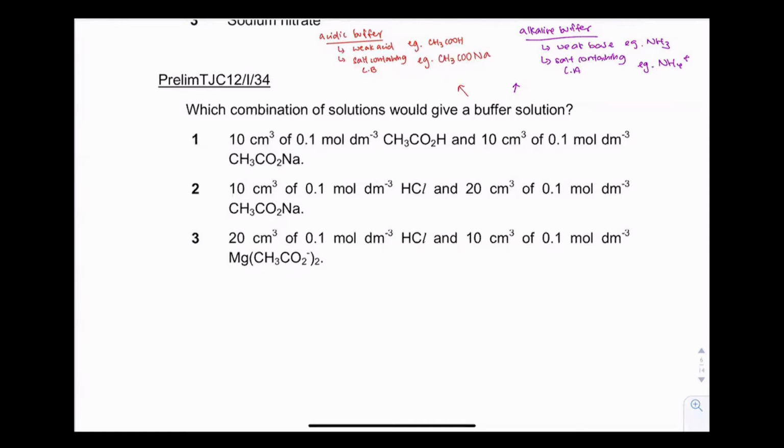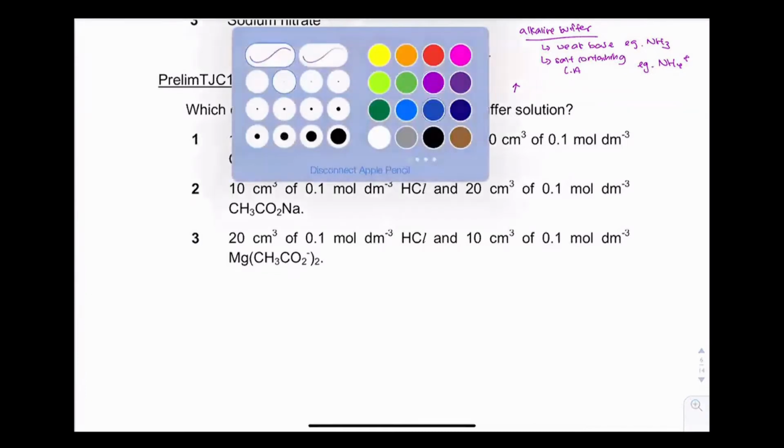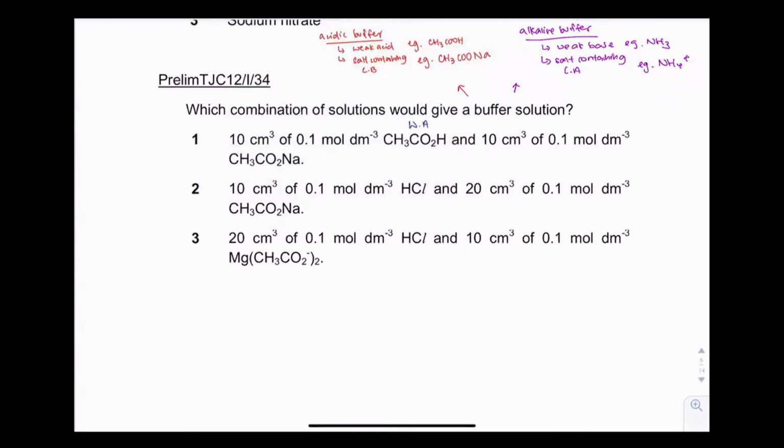I have 10 cm³ of 0.1 mole per dm³ of ethanoic acid. So this is my weak acid. And I also have 10 cm³ of 0.1 mole per dm³ of sodium ethanoate. So CH3COO- is within the salt. CH3COO- is the conjugate base of your ethanoic acid. Hence, over here we have the weak acid and its conjugate base. Therefore, this would give me a buffer solution.